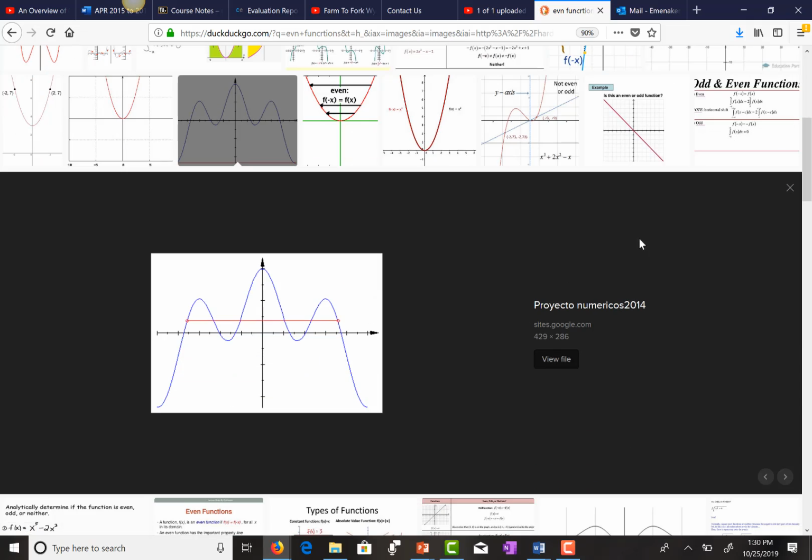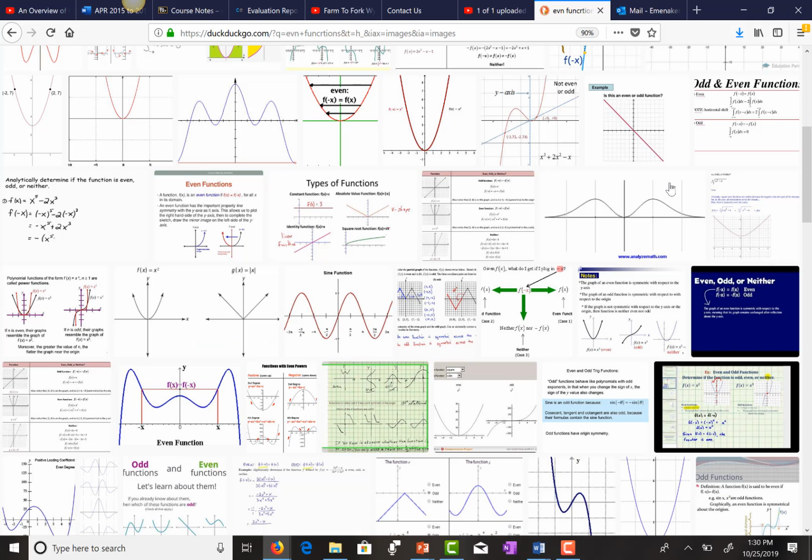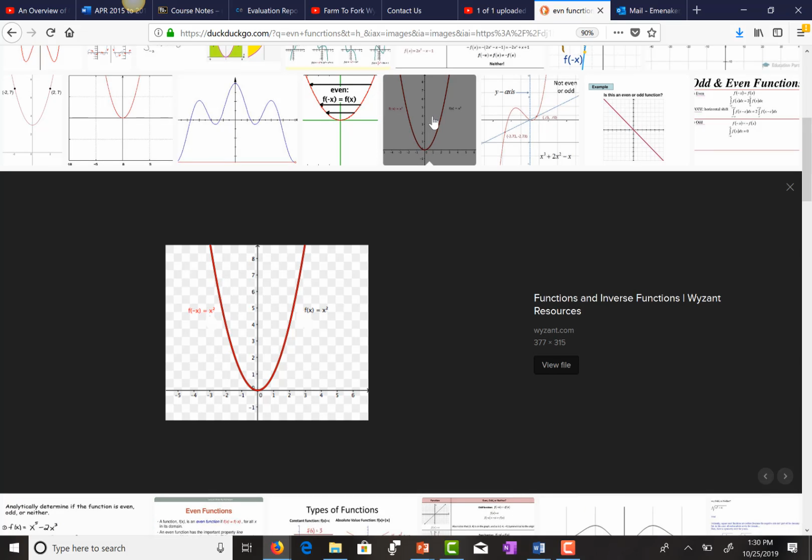How about that? Is that even or odd? That's even, isn't it? The y-axis slices it into two pieces. They're the exact same. They're mirror images of each other. Okay, so that would work. How about this one? Is that one an even function? Yeah, because once again, the y-axis slices it right in half. You have two mirror images.